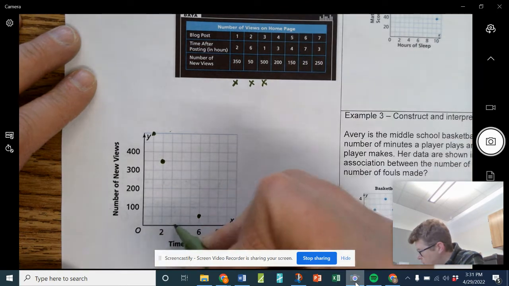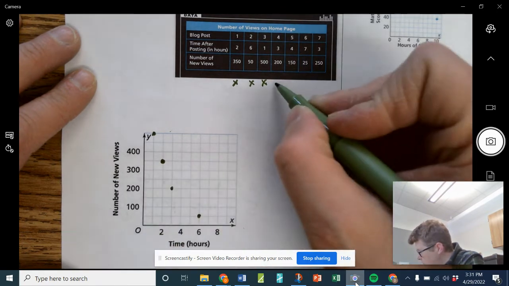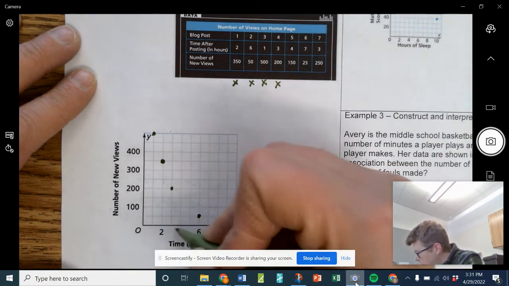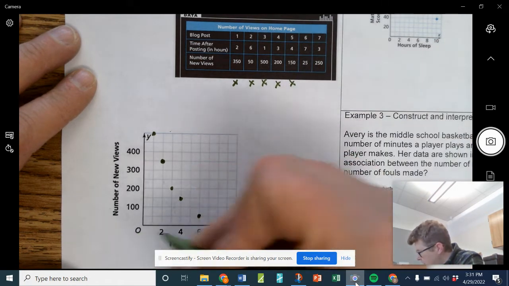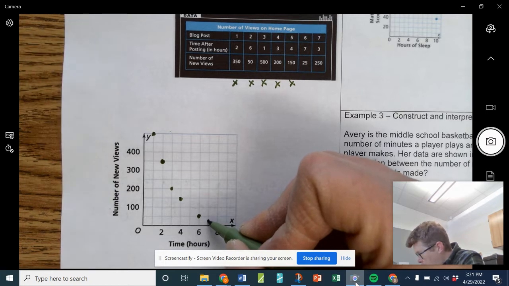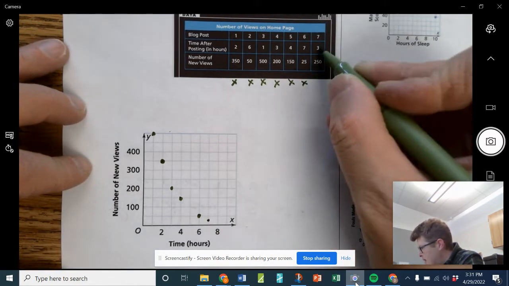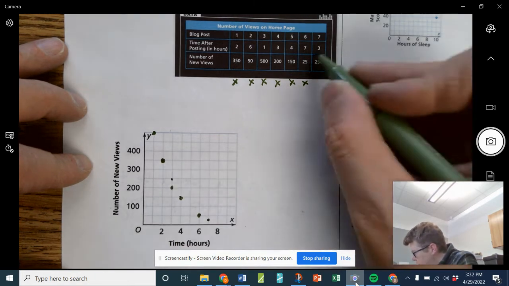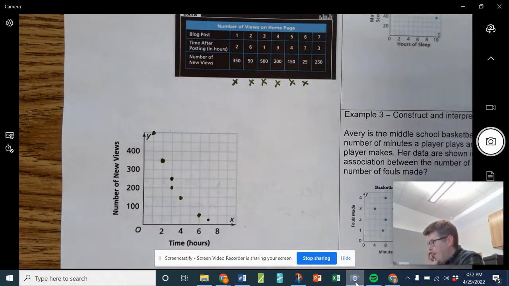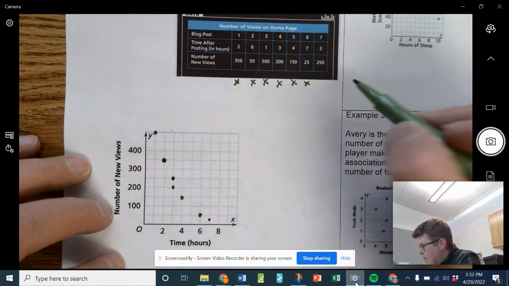3 is 200, so over 3 up to 200, right there. 4 is 150, so 4, 150 right there. 7 is 25, so right there. And then 3 is 250, over 3 up to 250. Oh, did I do 2 3s? I did, yeah. Okay. So you can see that the data varies day to day.